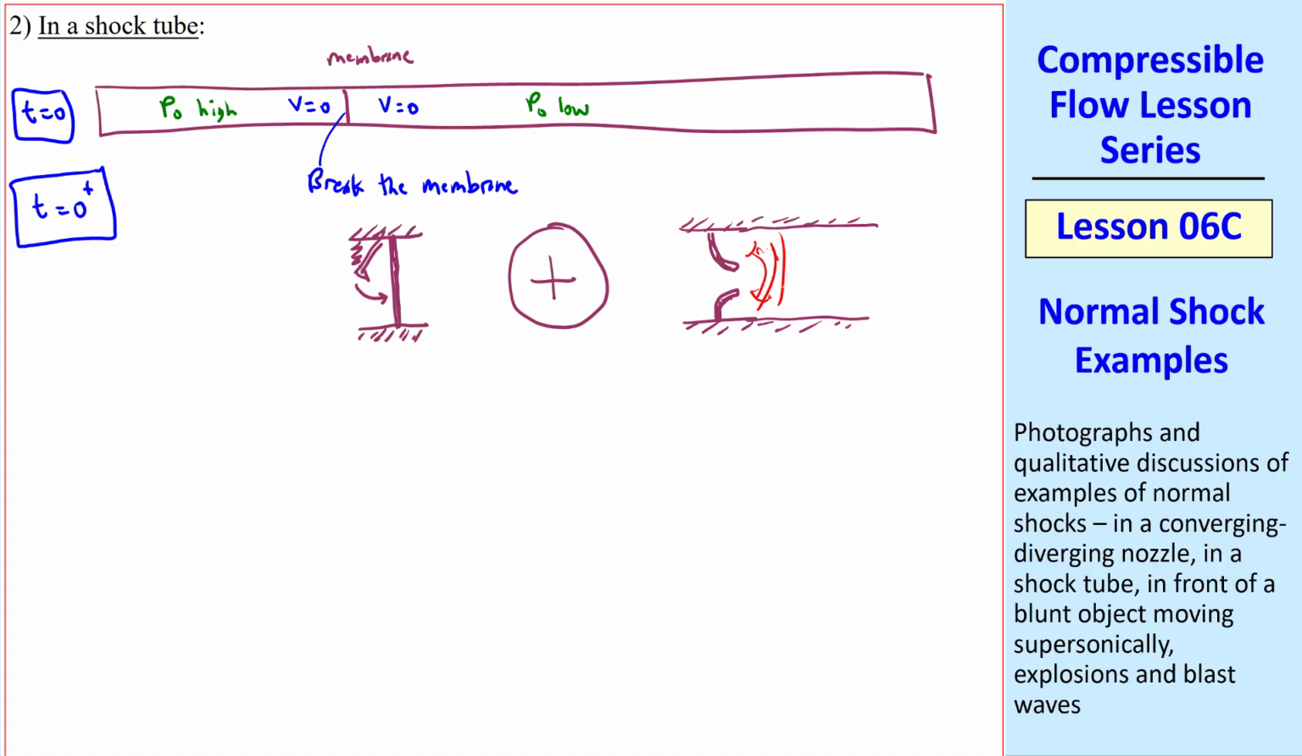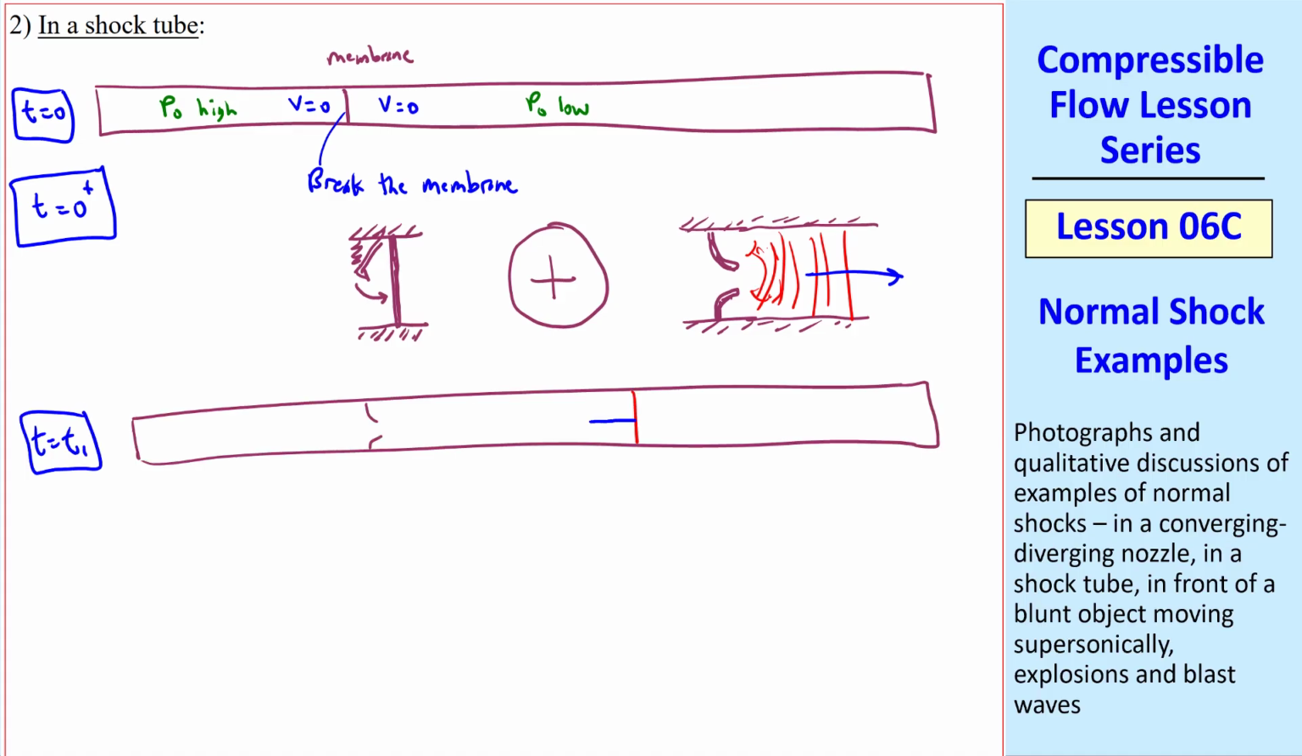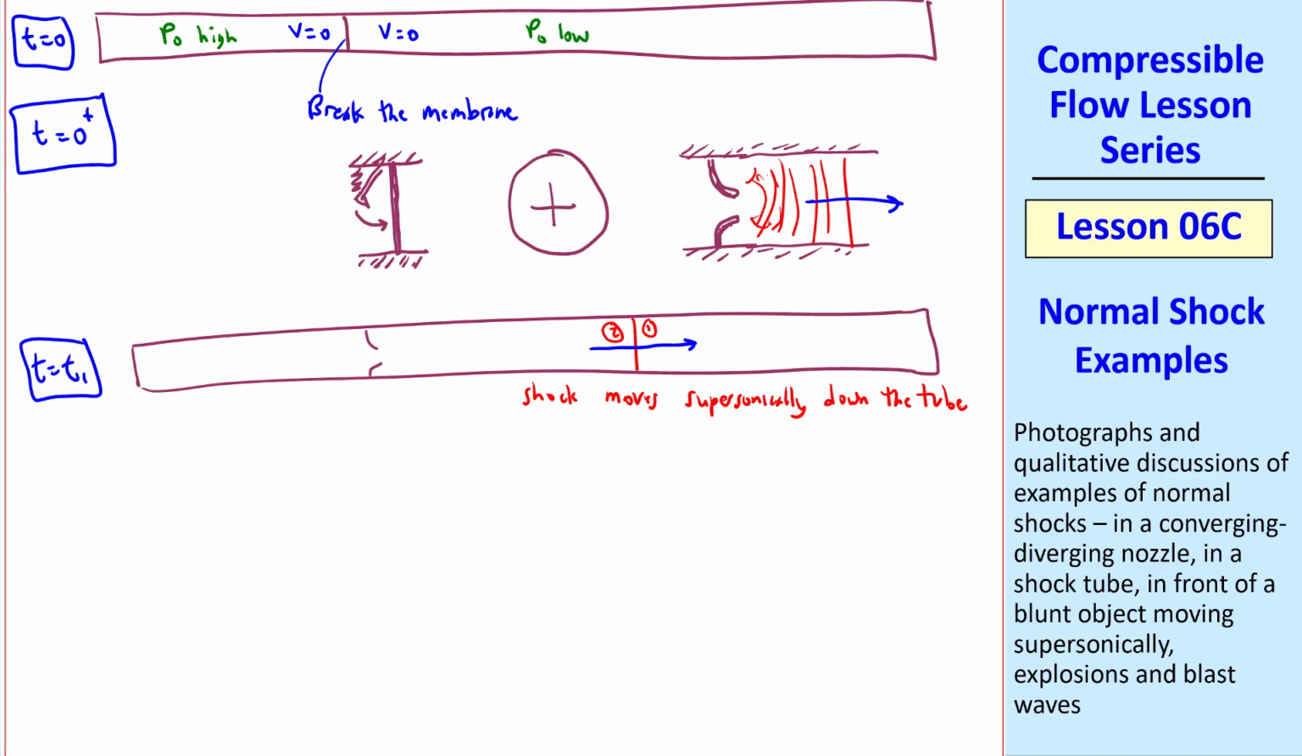There's all kind of turbulence, and it's not very smooth at the beginning, but it eventually merges into a real nice shock. At some later time, t1, you have a shock moving down the tube. Since this is a moving shock, we call 1 the region before the shock, and 2 the region after the shock, to be consistent with our notation. But since the shock is moving from left to right, 1 is to the right and 2 is to the left. In a stationary reference frame, the shock moves supersonically down the tube.